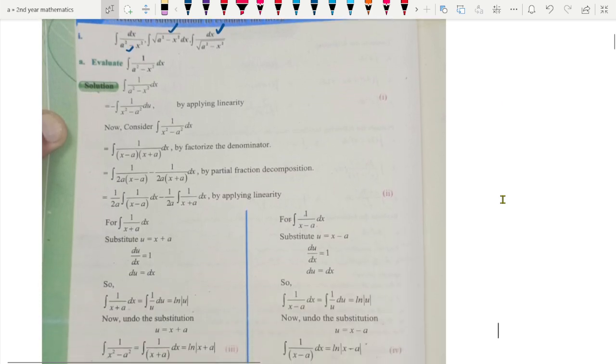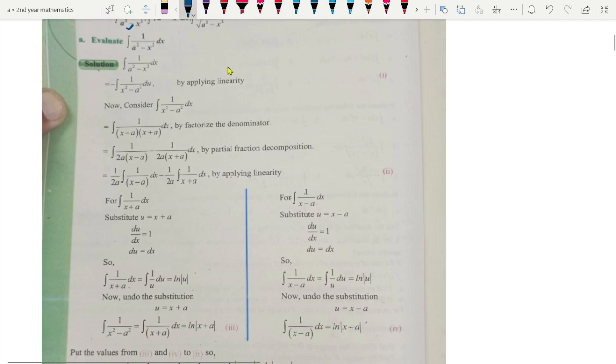It is the easiest. So what should you do when you have a² minus x², where a is a constant and x is a variable? Simply take minus 1 as a common factor, so this will become x² minus a². So only consider the positive part; at the end we will put the negative sign. Making factors of x² minus a², this will become (x minus a)(x plus a).